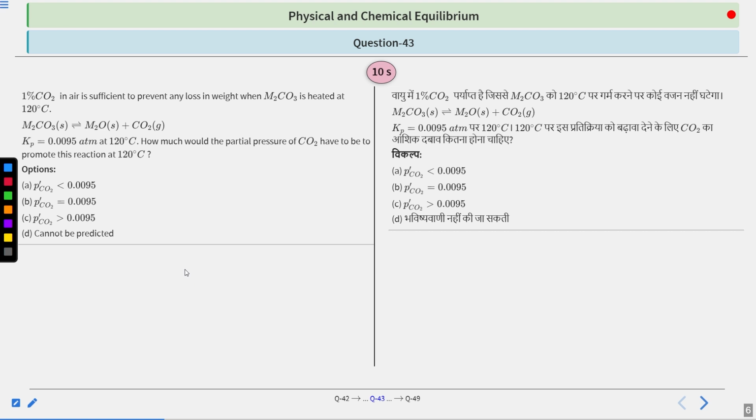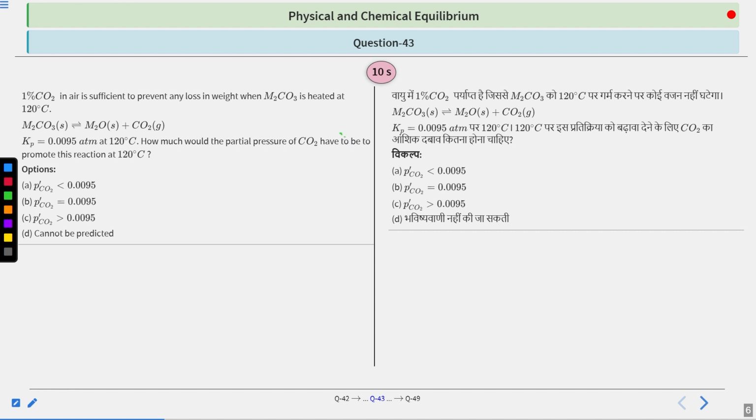Next question. This question says that 1% CO2 in air is sufficient to prevent any loss in weight when M2CO3 is heated at 120 degrees Celsius. Then M2CO3 dissociates as M2O plus CO2. Kp for this reaction is 0.0095 atm at 120 degrees Celsius. How much would the partial pressure of CO2 have to be to promote the reaction at 120 degrees Celsius?